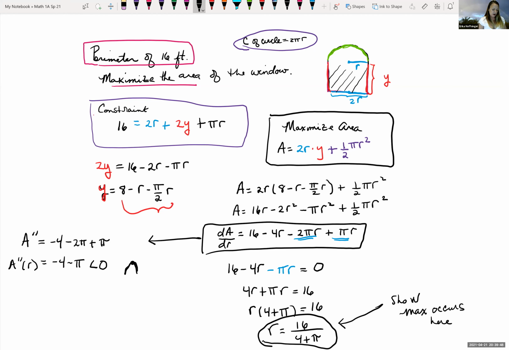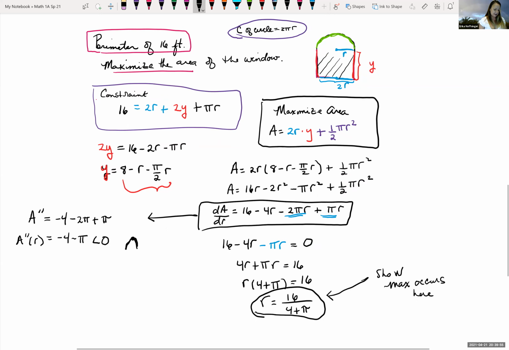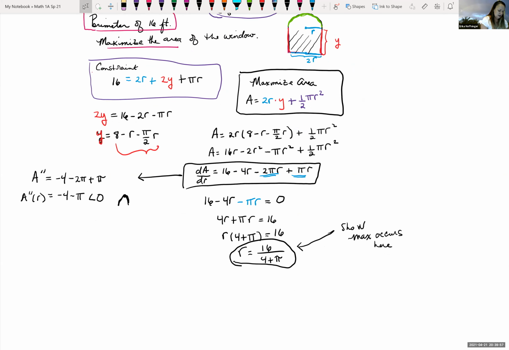We can go in here, we can figure out what y has to be. We know what r is. So let's go back in and figure out what y has to be. So right here, we are given that y is equal to 8 minus r. So 8 minus r, which is 16 all over 4 plus pi, minus pi halves times r, which again is 16 all over 4 plus pi.